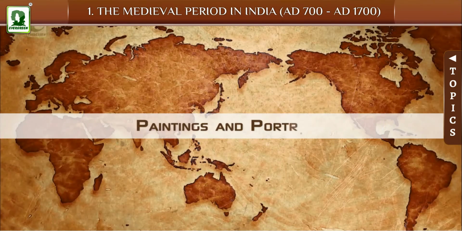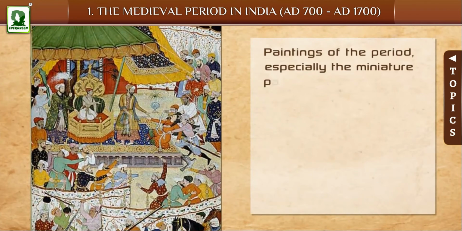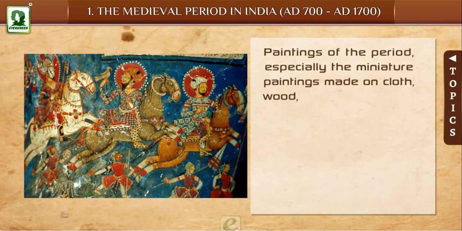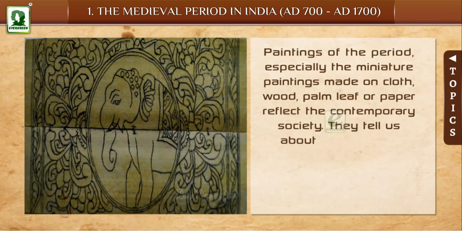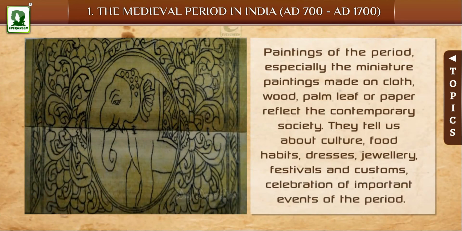Paintings and portraits. Paintings of the period, especially the miniature paintings made on cloth, wood, palm leaf, or paper, reflect the contemporary society. They tell us about culture, food habits, dresses, jewelry, festivals and customs, celebration of important events of the period.